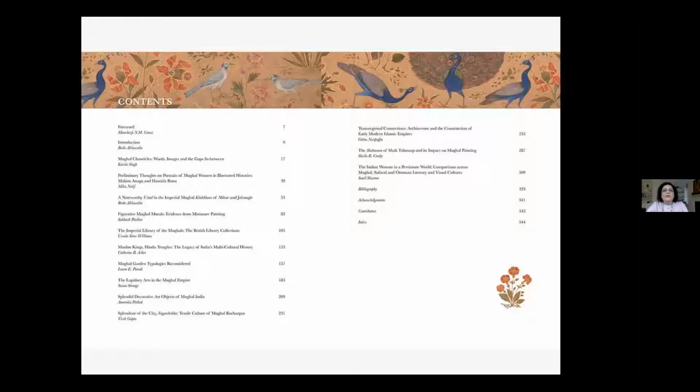Some of the chapters in the book are groundbreaking, I think. Others challenge long-held ideas, yet others discuss new ideas. But I can say that in regard to all the chapters in the book, every chapter is very perceptive and insightful. So this is the contents page, as you can see, designed brilliantly by Niyogi Books.